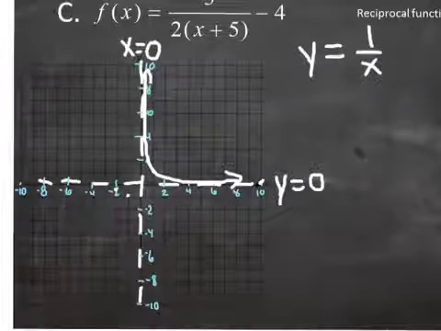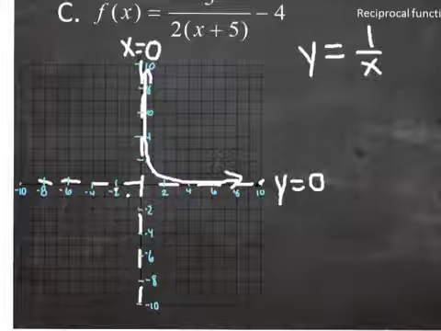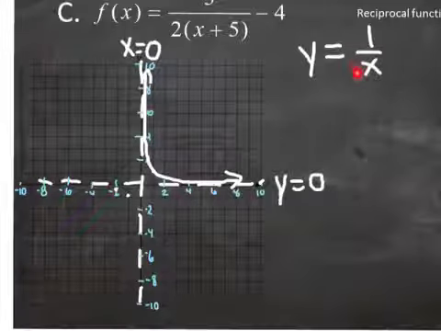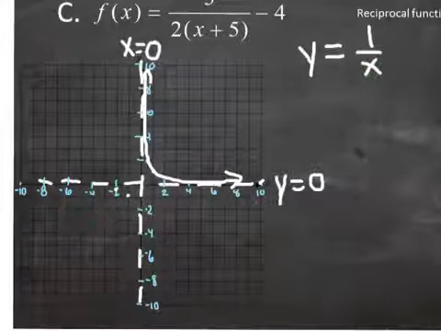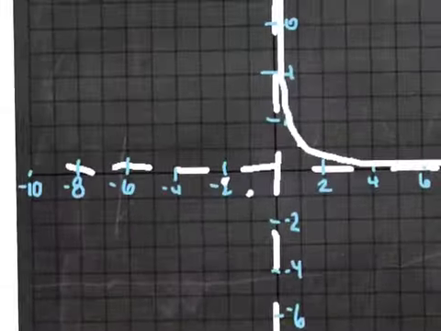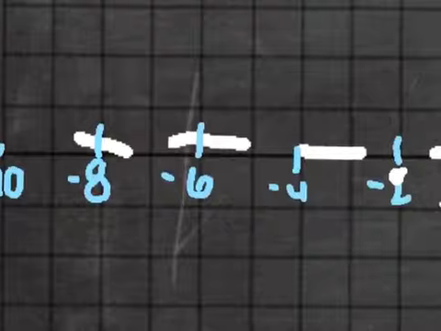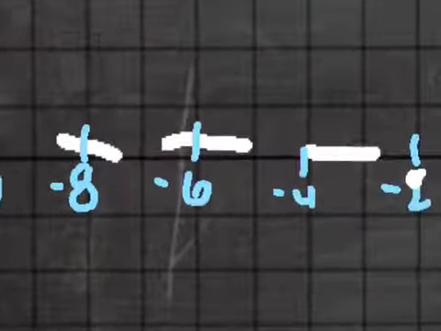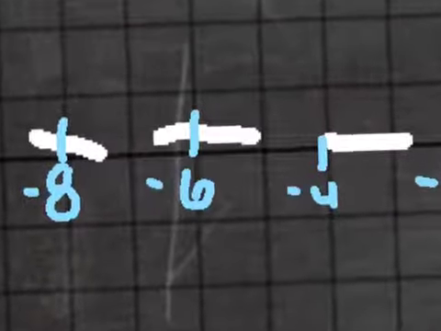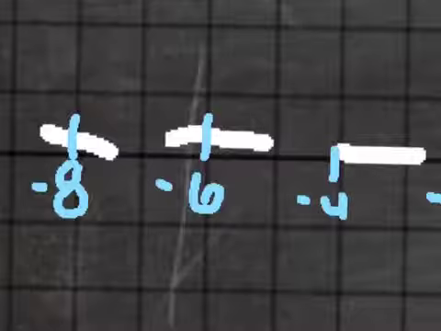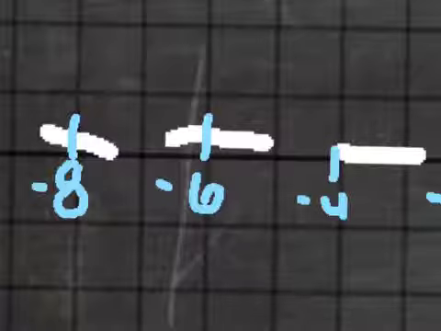Now the neat thing about this program that I'm using here is I can put in a little number, like I can sub in an x value of -8, and I can zoom right in there. When I sub in an x value of -8, I'm going to get 1 over -8, -1/8. So let's just try and put a little dot on there. -1/8 would be about maybe there.